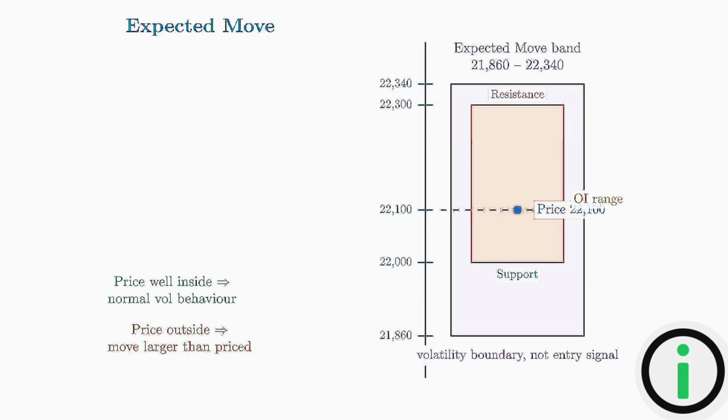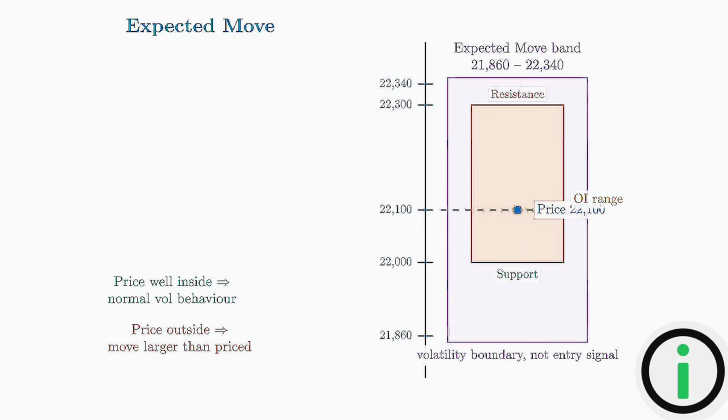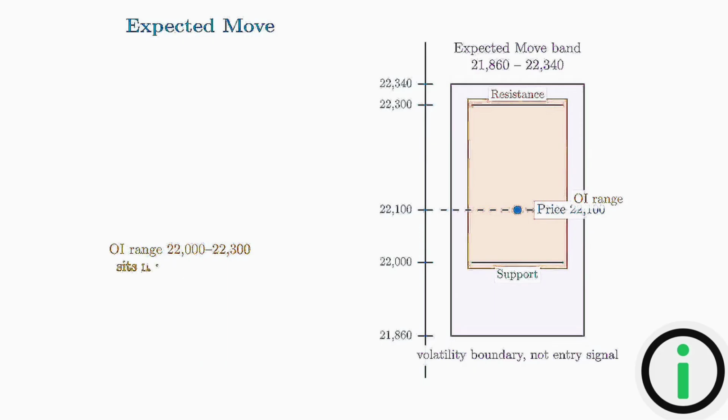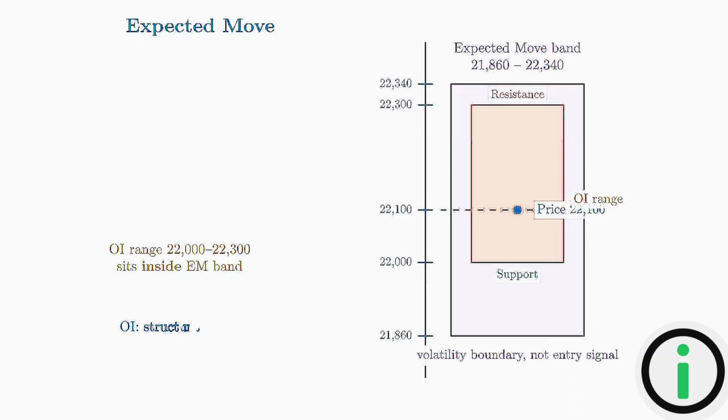A counter-trend position may need tighter risk control, while a trend position may require a different target plan. Notice that our OI range, 22,000 to 22,300, sits inside the broader expected move band. The two tools answer different questions. OI levels describe likely structural zones, while expected move describes the priced volatility envelope.